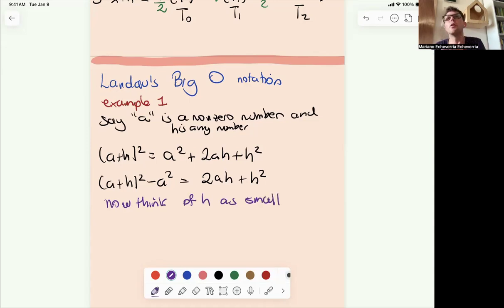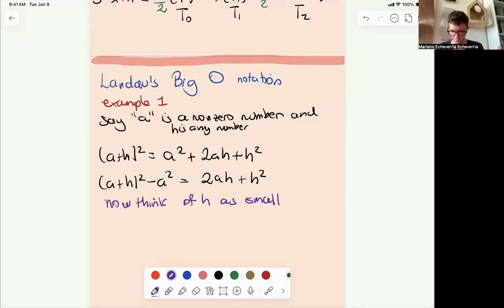What does it mean to be small? In this case, it implicitly means that you're taking a limit as h goes to zero. That's what you want to think about as being small. In particular, that also means that eventually h would be less than one, because you're decreasing the value of h considerably.